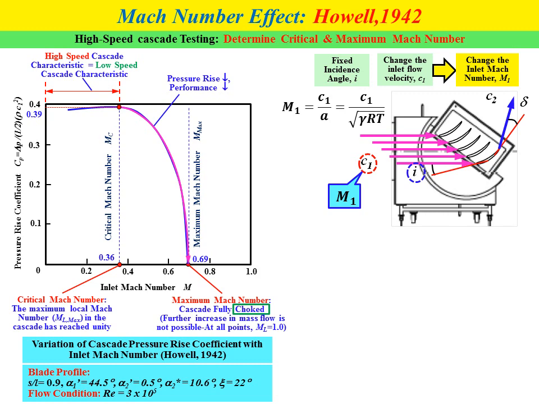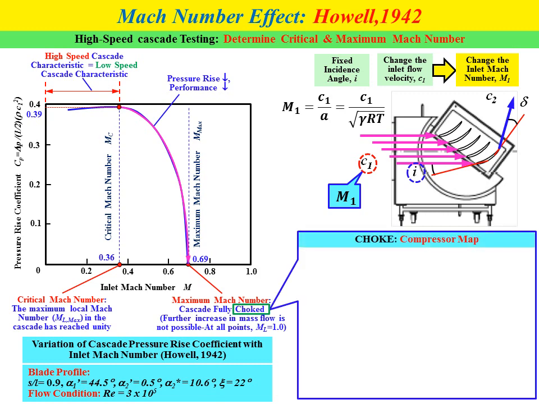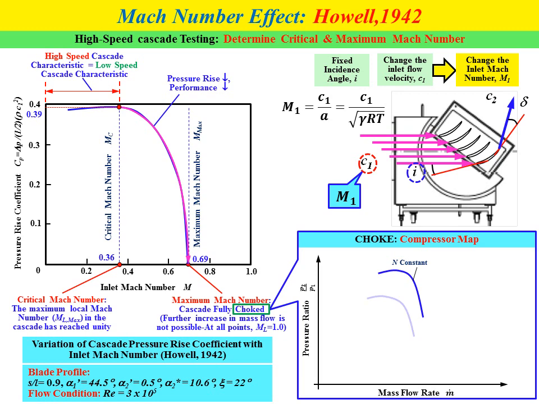Okay, for the choke phenomena, to explain choke we need to refer to the compressor map, which shows the relationship between pressure ratio and mass flow rate. We will have a number of constant N curves in the compressor map. Part of the graph we already explained when we discussed the surging phenomena. So we have two limit lines in the graph. First, a limit line for surge phenomena, and the second one is the limit line for choke phenomena.